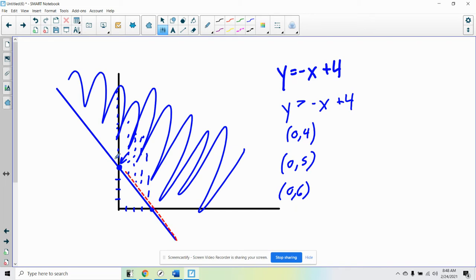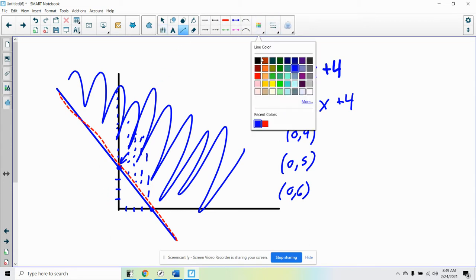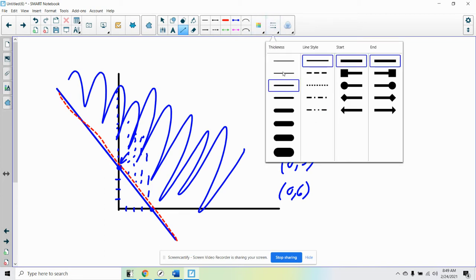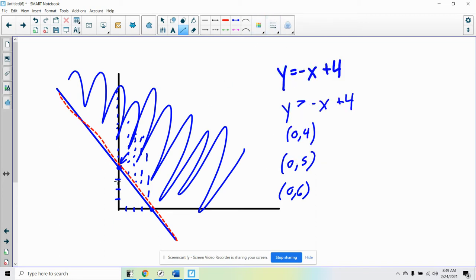So if we have a dotted line here, it means that this is still a boundary, but I'm not including it in the solution set. Imagine you and your neighbor share a fence, and your neighbor owns the fence. So your property is up to the fence, but not including the fence. Your neighbor's property is up to the fence and including the fence. In this particular case, it's as if we don't own the fence. So it's going to be this entire region up to the line, but not including the line.